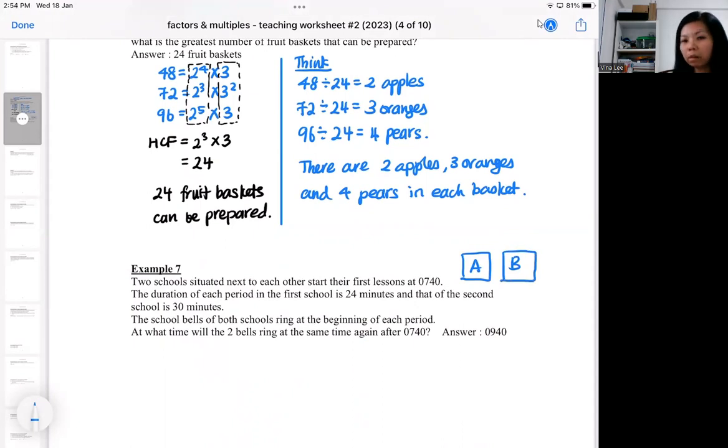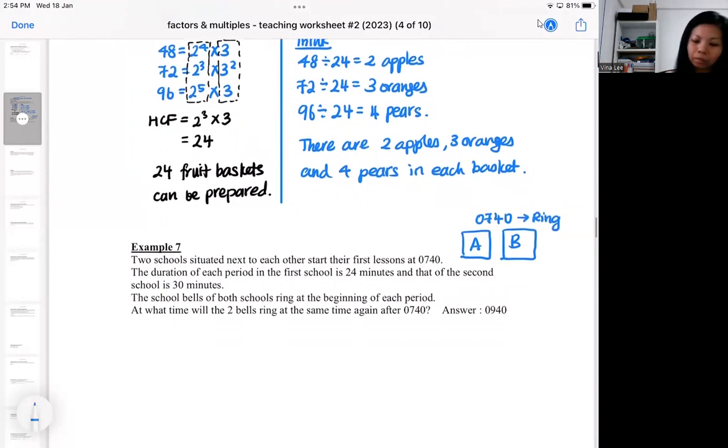So you will hear a bell to start lesson. The first lesson of the 2 schools is starting at 7:40. For the first school, the duration of a period is 24 minutes. So after 24 minutes, there will be a bell ring. For the second school, after every 30 minutes, there's a bell ring. So at 7:40, there's a ring, so both schools are going to start lesson.